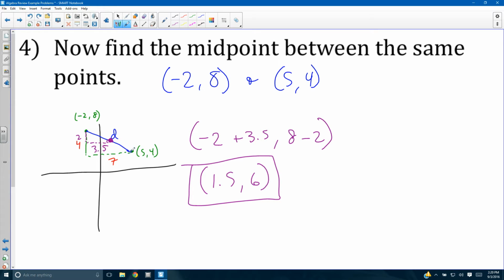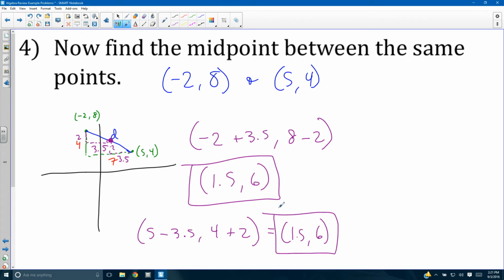I can also do the exact same thing from these 2 points right here. This is going 3.5 to the left, and this is going 2 up. So from the points 5 and 4, I can do 5 minus 3.5 because that's to the left. And I can go 4 plus 2 because that's up, which is 1.5, 6.